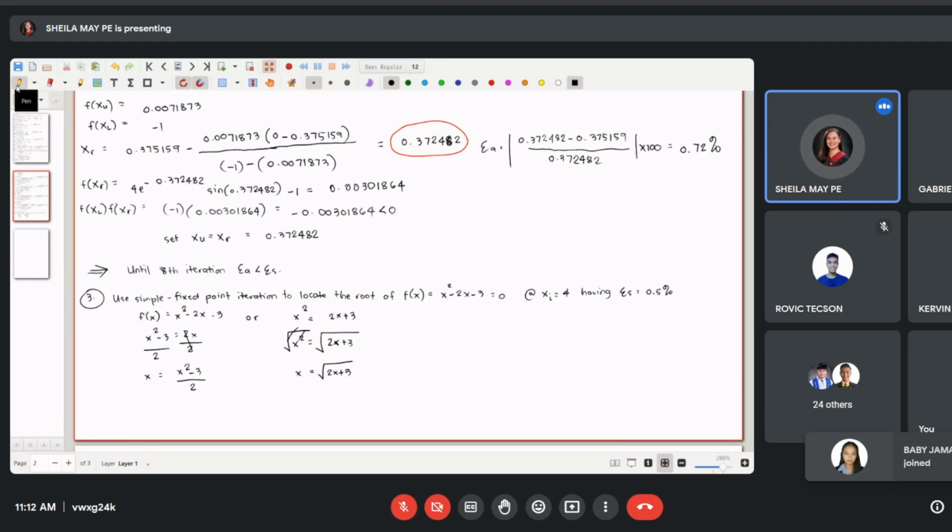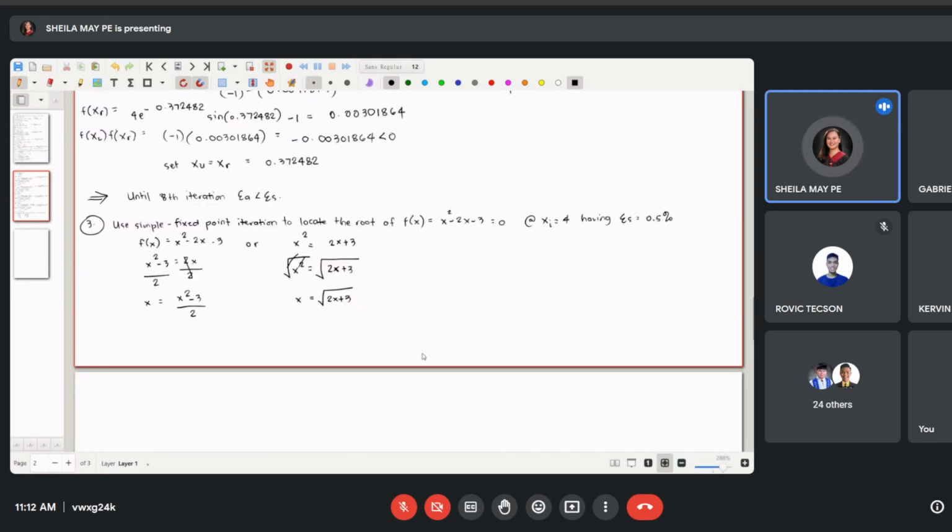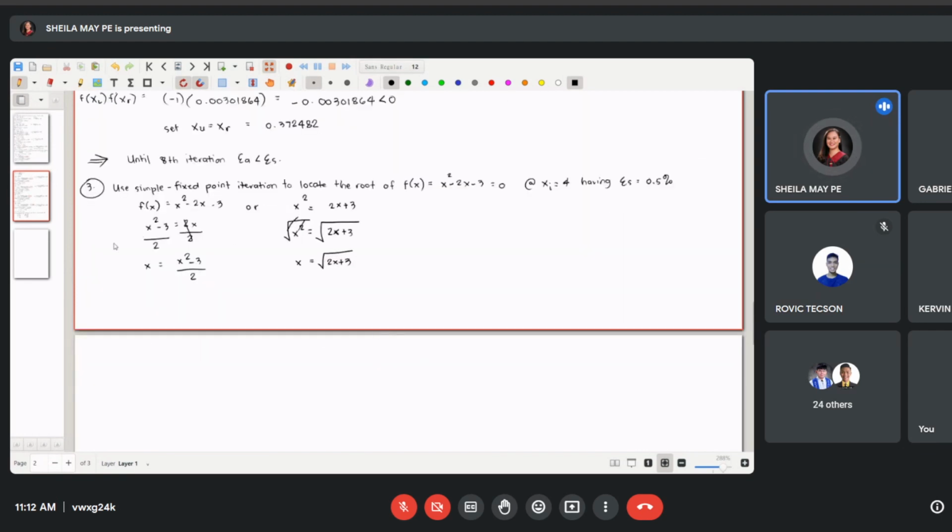We need to simplify that function into x, right? And then after that, we can do the x sub i plus 1 equals g of x sub i. Now, let's try to do the first one here, at x sub i equals 4.